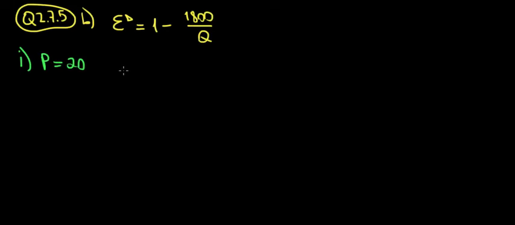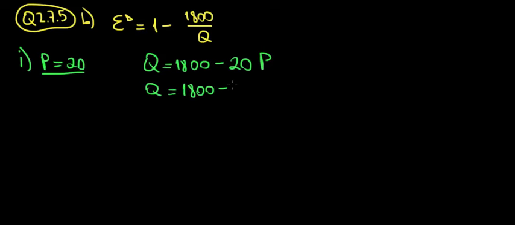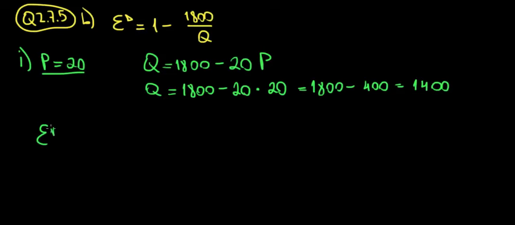Now remember, from question A we found the relationship between quantity and price, where quantity equals 1800 minus 20 times P. That's the linear relation between price and quantity. Now, when price equals 20, let's find the quantity. Quantity demanded would equal 1800 minus 20 times 20, which is 1800 minus 400, and that's equal to 1400. Okay, we found the quantity, so we can find the elasticity at this price.